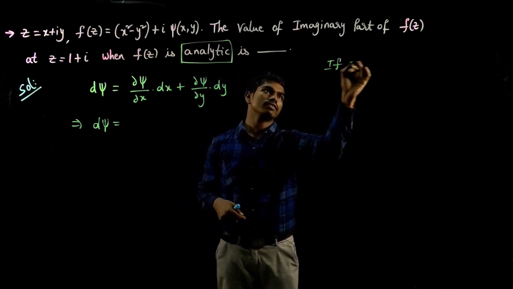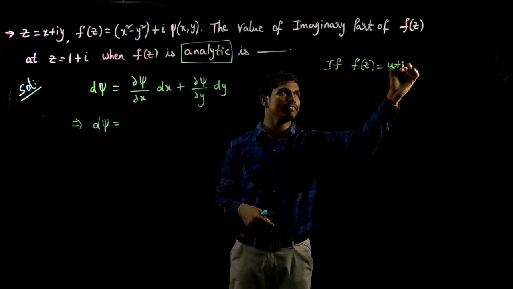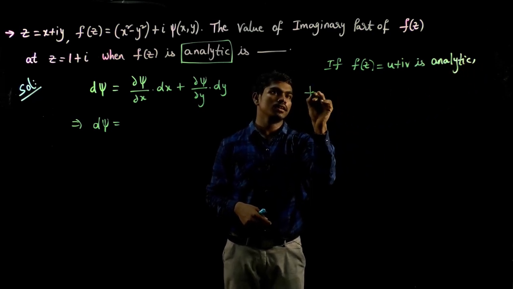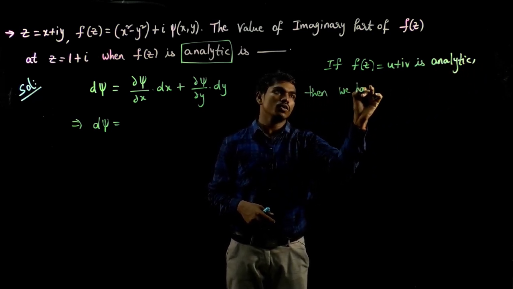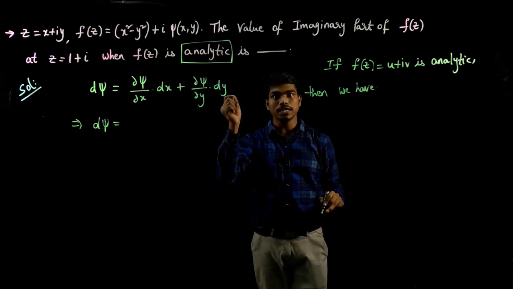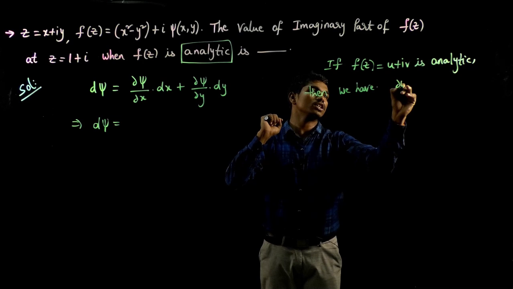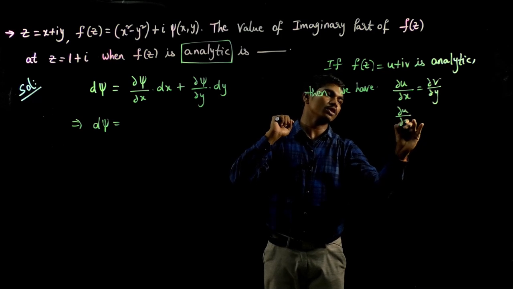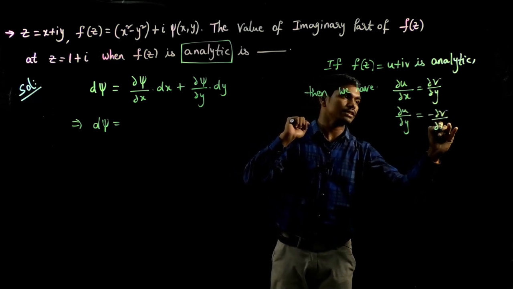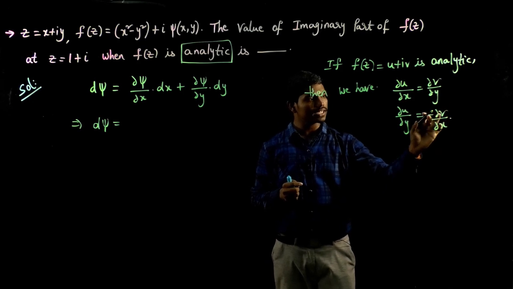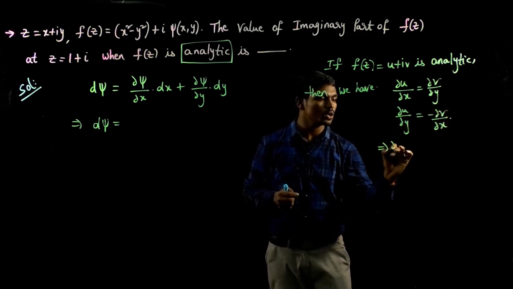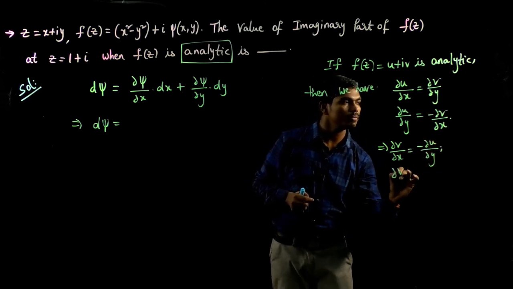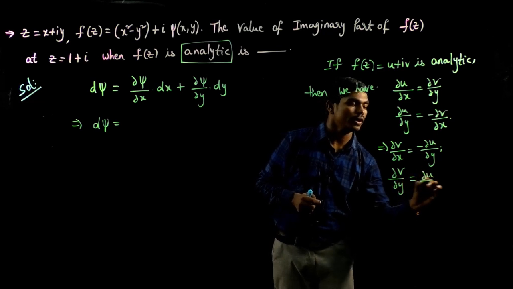So if f of z is equal to u plus iv is analytic, then we know that if a function is analytic, the necessary condition is it should satisfy the Cauchy-Riemann equations, which are given as dou u by dou x is equal to dou v by dou y, and dou u by dou y is equal to minus dou v by dou x. So in place of dou v by dou x, I can substitute minus dou u by dou y, which means dou v by dou x is equal to minus dou u by dou y. Similarly, in terms of dou v by dou y, I can substitute dou u by dou x from the first equation.